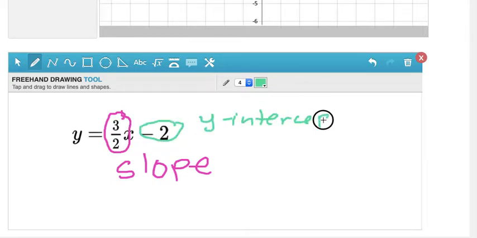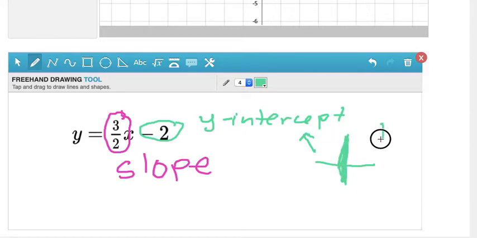So what do we do with these two pieces? We start at the y-intercept. This is where we start. Now the y-intercept is a point on this line. Oh, sorry, it's on this vertical line. So I'm going to go to -2 on the y-axis. When I go to graph this, I'm going to go to -2 on the y-axis.